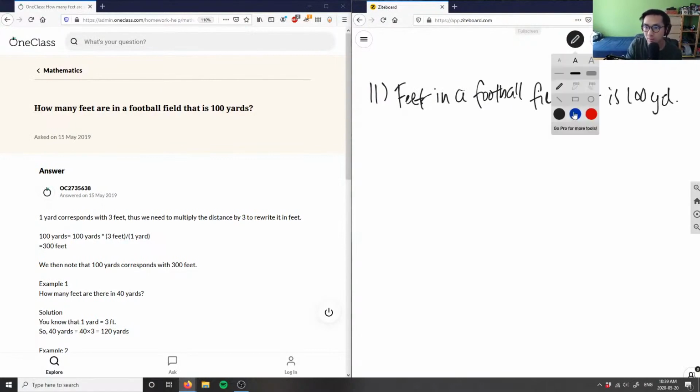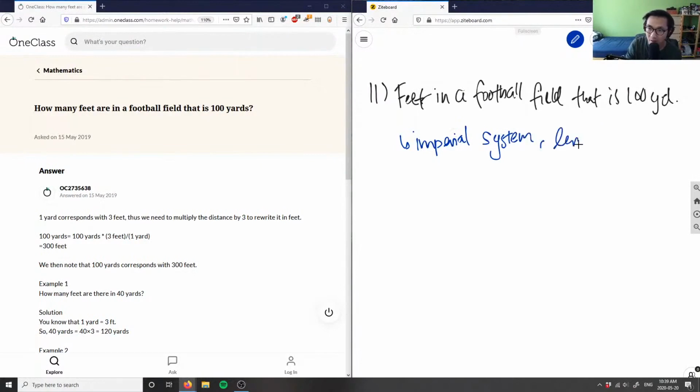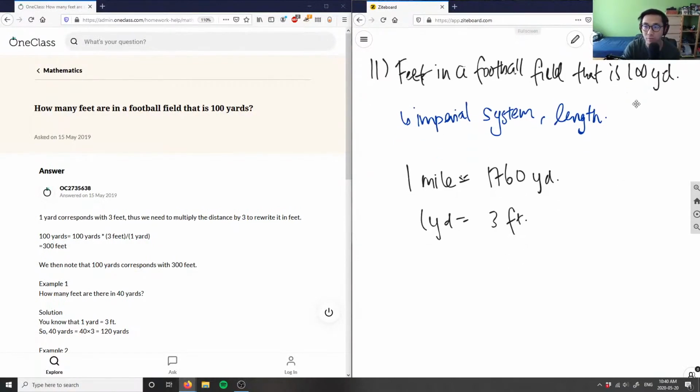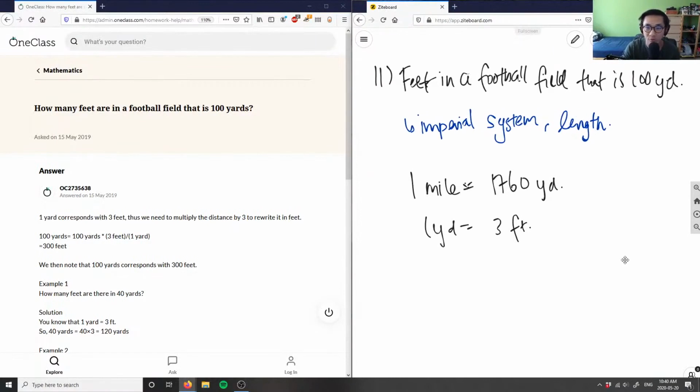So again, this is in the imperial system. This is measuring length. So I'm looking at the imperial system. So what are the conversion factors? Well, I know that 1 mile equals 1760 yards. 1 yard here equals 3 feet. And what we can do is we can actually stop there, right? Because we're looking at yards to feet here. So we just simply have to convert from yards to feet here.